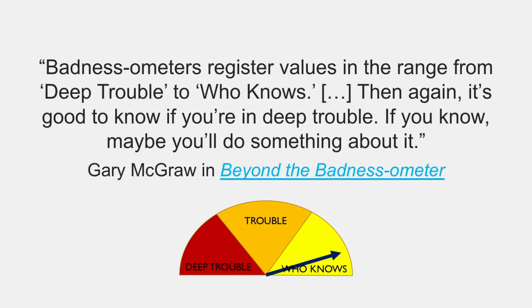So the inspiration for this talk is in part from a quote from Gary McGraw. Badness-ometers register values on the range from deep trouble to who knows. But this can be useful because if you're in deep trouble, then maybe you'll do something about it. And I really like this quote because there's a gap between the expectation and reality with a lot of tools that people use to assess systems.